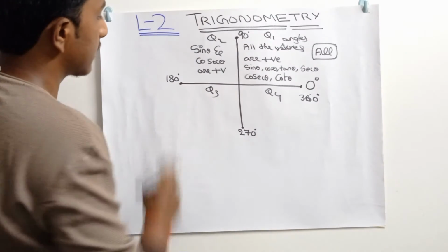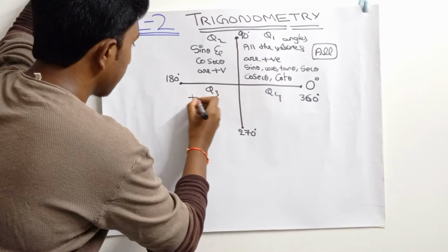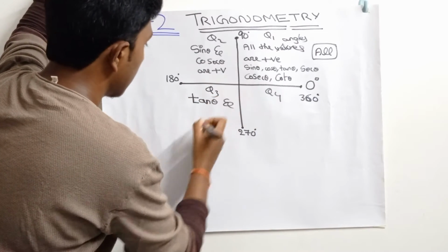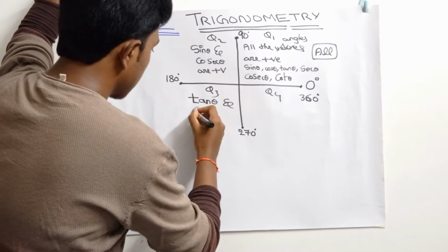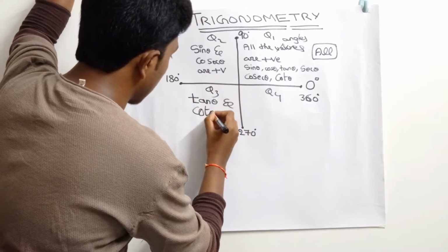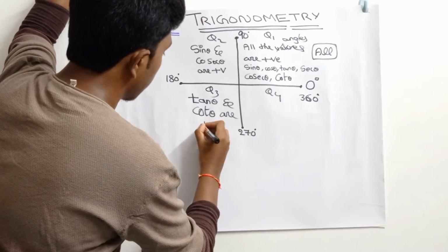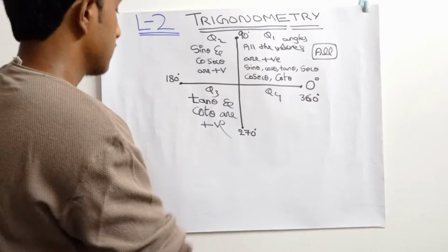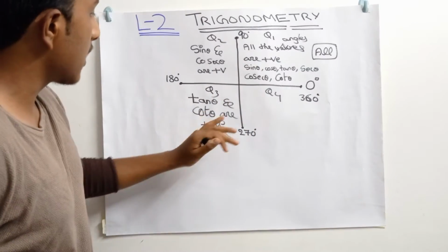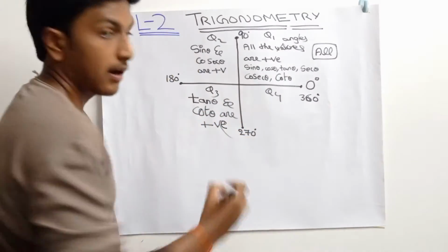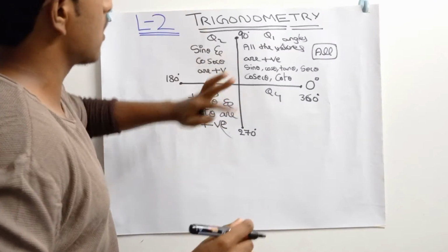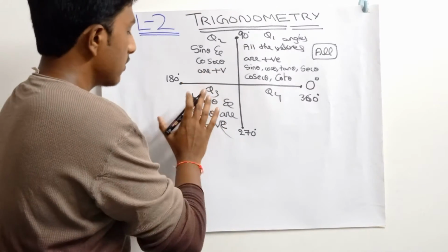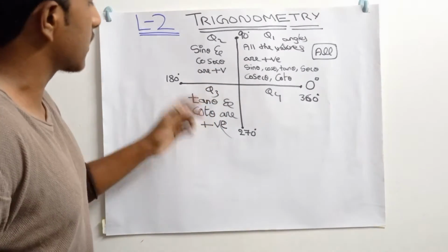Okay, now in the third quadrant, tan theta and cot theta are positive. I will tell you at the end a small trick also on how to remember this. Don't worry. First, let me say all this. Now, in the third quadrant, tan theta and cot theta are positive.